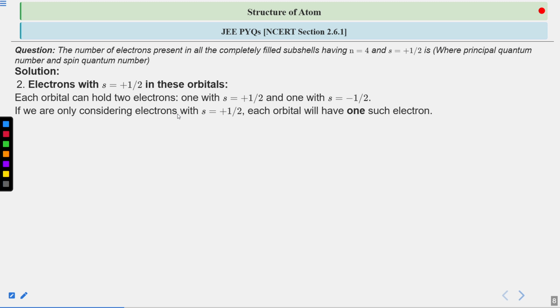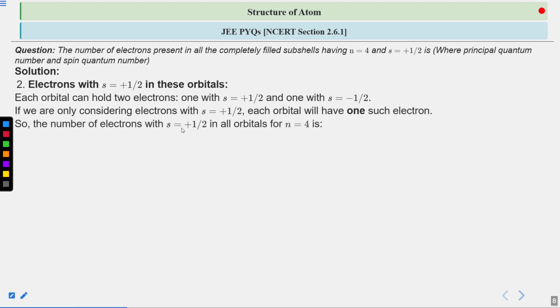If we are only considering the electrons which have s equals to plus half, then each orbital will have one such electron, right? So if we are considering that s equals to plus half, that means only the higher spin one, then we can say that if an orbital can contain 2 electrons with 2 s values, plus half and minus half, and we have to only consider the plus half value electrons, that means we have to take one electron from each orbital, right? So each orbital will have one such electron in it.